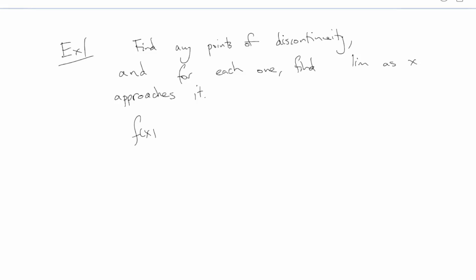Here's the function. I didn't tell you the function yet. x squared plus x minus 6 over x squared minus x minus 2. All right? So this is kind of a two-part question. First, find me where the discontinuity points are, and then tell me what these various limits are as you approach those points. So let's talk about where the discontinuity points are.